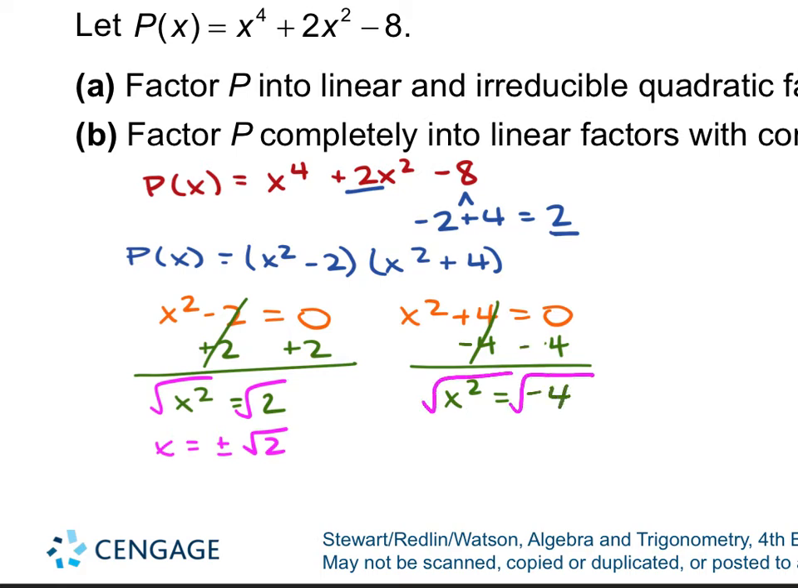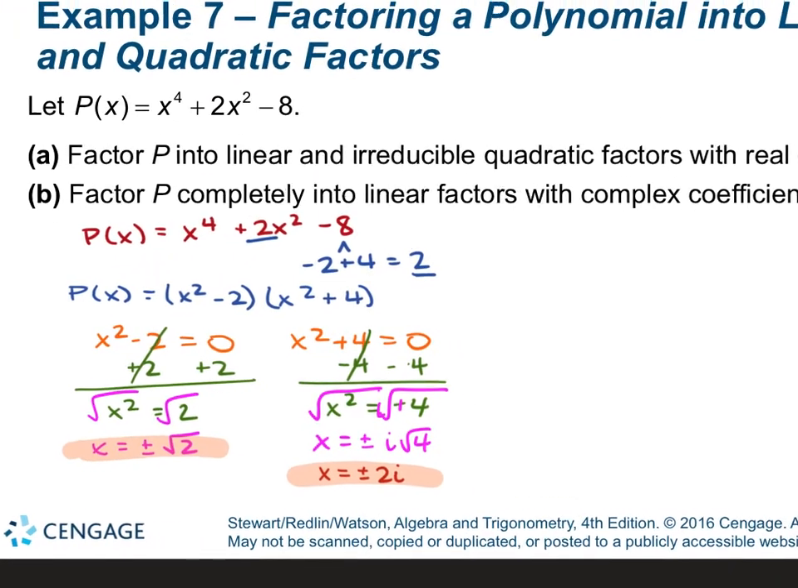We take the square root of both sides. Now remember, when we take the square root of both sides, that plus or minus goes out front. In order to turn that negative into a positive, we're going to pull out that i, and then we're going to take the square root of that 4. So that square root of 4 is 2, so this is just plus or minus 2i. So we have our solutions here of x is equal to positive or negative square root 2, and x is equal to plus or minus 2i.